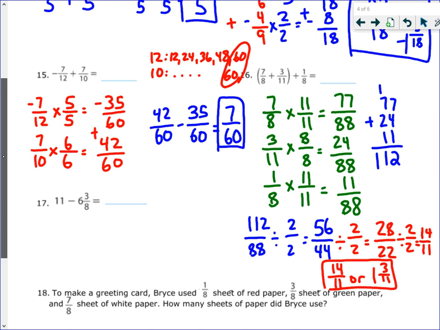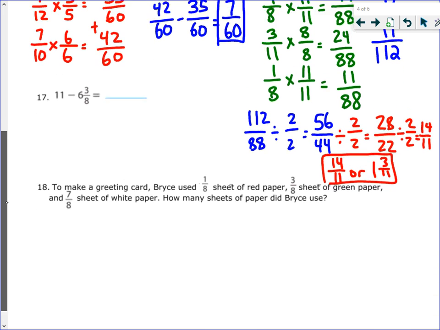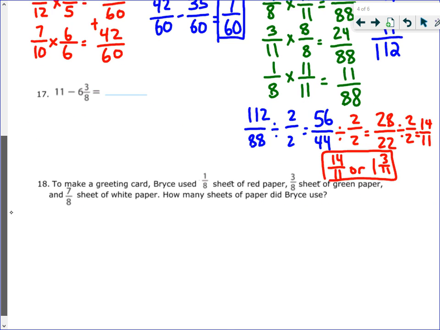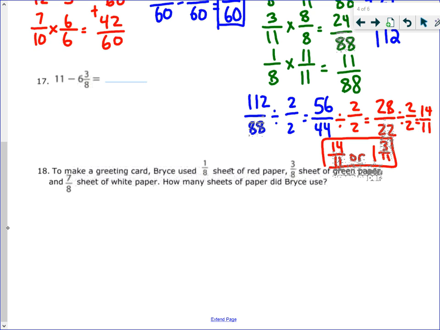All right, number 17. Lots of work going on here. Number 17, 11 minus 6 and 3/8. Lots of ways you can do this, but we'll just do it as an improper fraction and change it back. Just depends on your level here. So we're going to find a common denominator, and obviously the denominator is going to be 8. Let's rewrite this. We got 11 over 1 minus 51 over 8, since 6 times 8 is 48 plus 3.